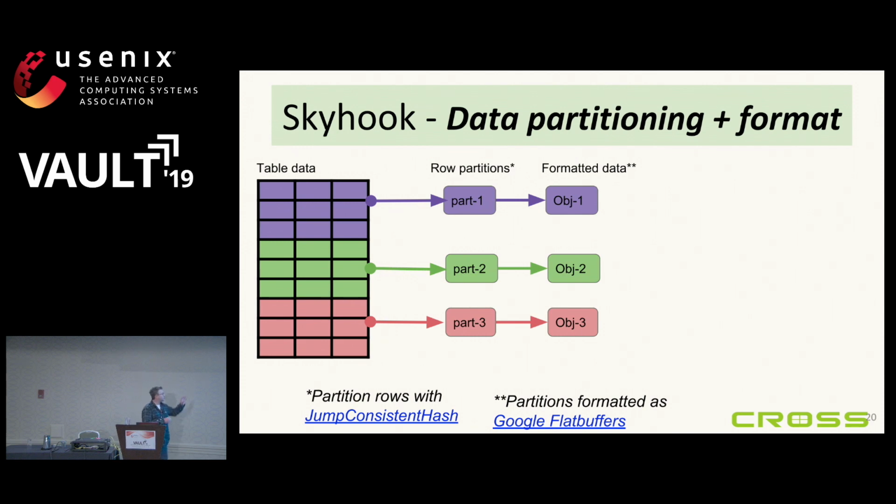So first is the data partitioning and formatting. The important thing here is we take table data and partition it via some method. Here we partition it in row partitions. We use a hash function, a jump consistent hash in this case. And we end up with individual partitions of the table that contain sets of rows.